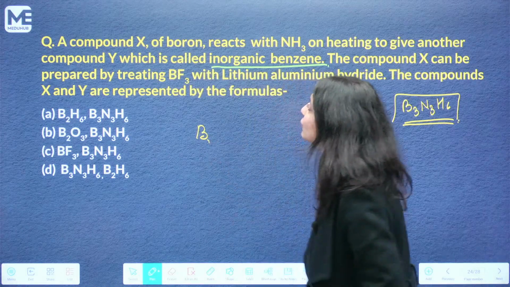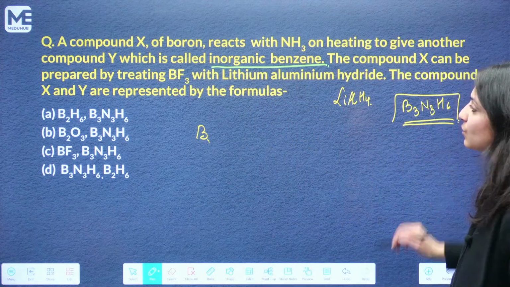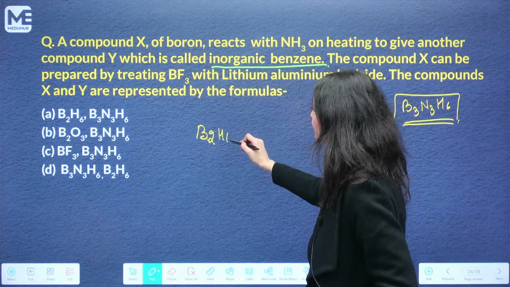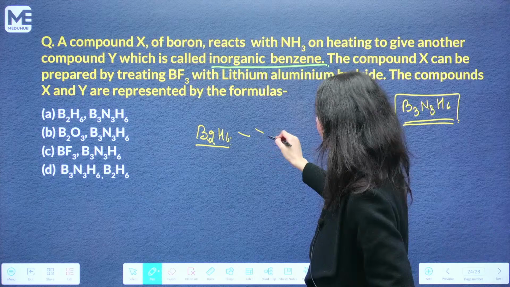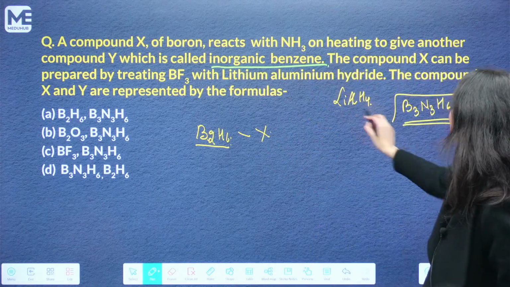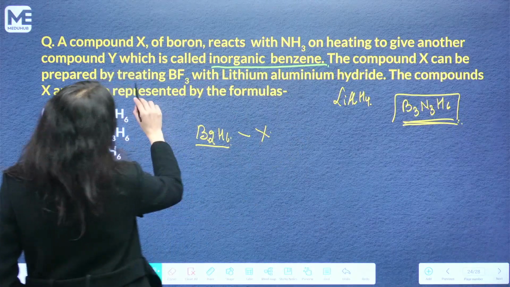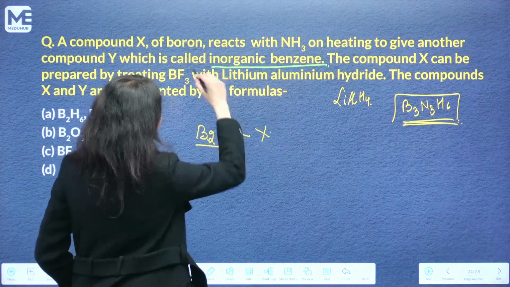We have a compound of boron which is reacting with ammonia. Which compound reacted with ammonia? Diborane. So diborane is X. It reacts with ammonia to give this. Now it can be prepared by treating BF3 with lithium aluminium hydride.